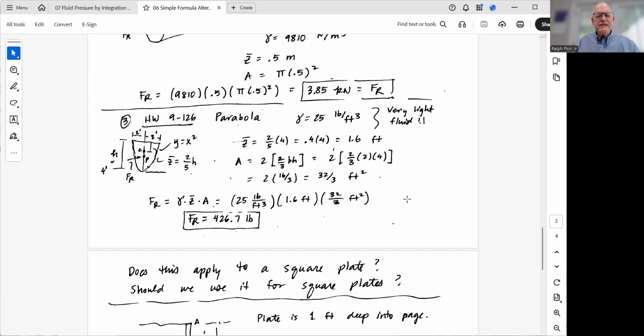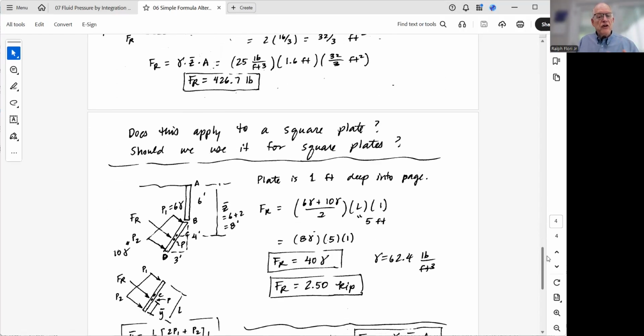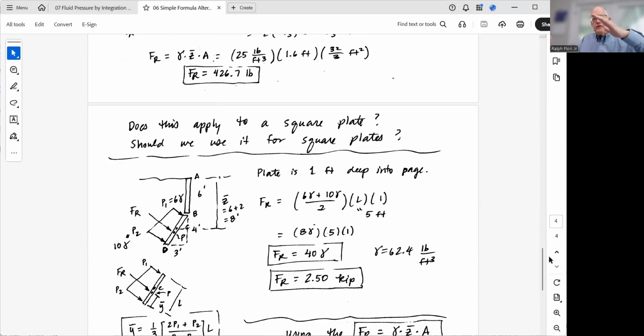I earlier worked an example problem where we used this 3 different ways. And so here's another problem, actually 2 different ways. So this is a square plate. This is the general square plate problem, but the problem I worked last had a triangular distribution on it that came up to the surface. But this one is a rectangular plate that's below the surface, and so it has a trapezoidal pressure distribution on it.